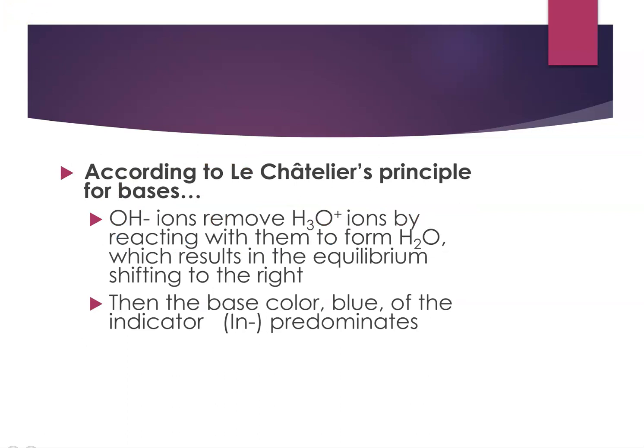Hydroxide ions would react with hydronium ions, which would effectively remove some of the hydronium ions from the system. So when they react, they just form water. This would result in a shift of the equilibrium to the right and an increase in the basic form of the indicator.